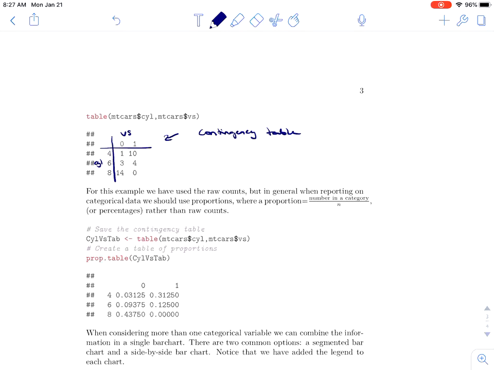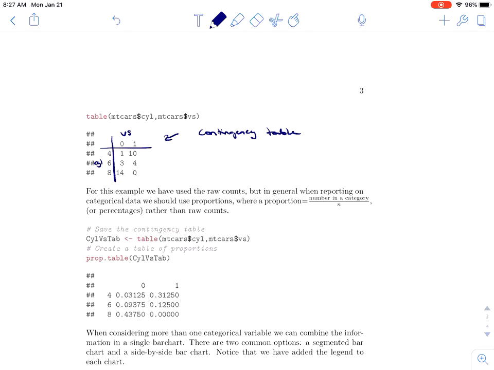Pretty interesting, right? It looks like the four cylinders are just often straight engines. I don't know what that means, but like I said, it doesn't matter. And also the 8 cylinders, they're all V-shaped. And 6 cylinders, roughly the same for each, V-shaped or straight. I don't know what that tells us, but that's a fact, right?